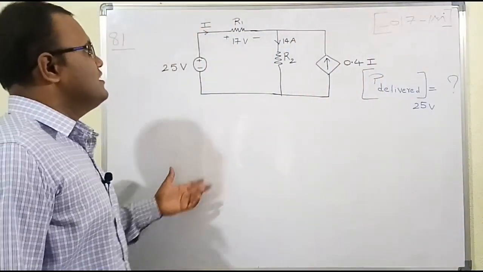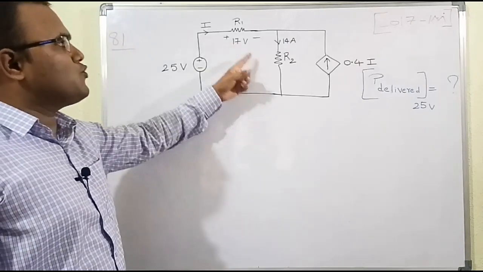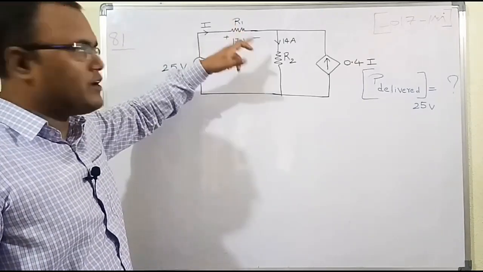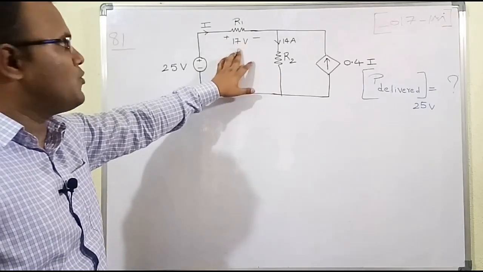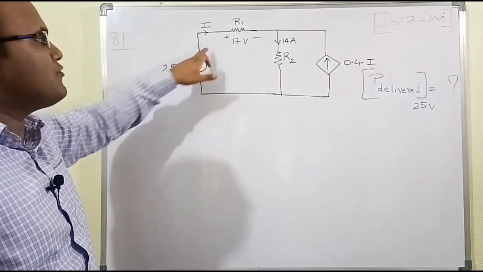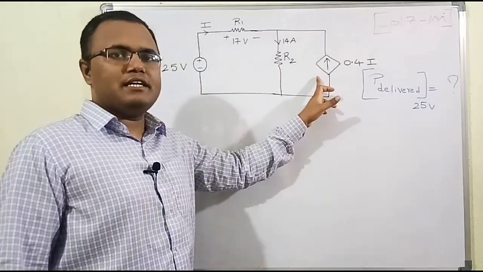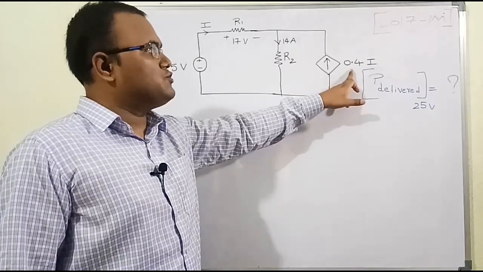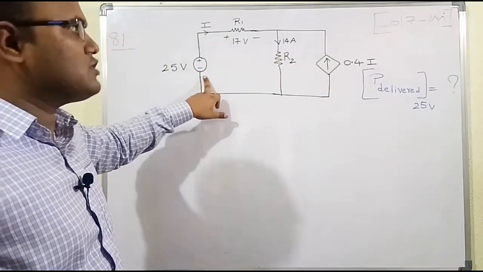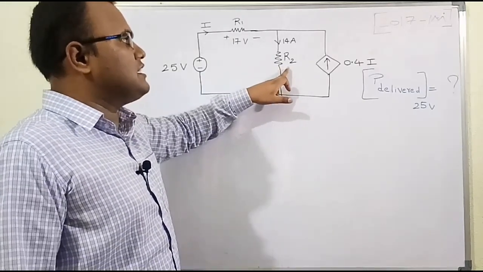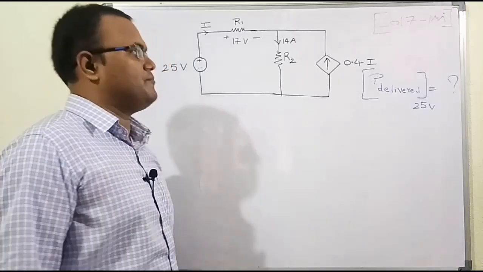In this numerical, they have given an ideal voltage source of 25 volt and there are two resistors, R1 and R2. There is a voltage drop of 17 volt across R1 and a current I flowing through the ideal voltage source. There is a dependent current source whose value is 0.4 I, where I is the current flowing through the ideal voltage source. And the current in the R2 branch is 14 ampere. All this is given in the question.